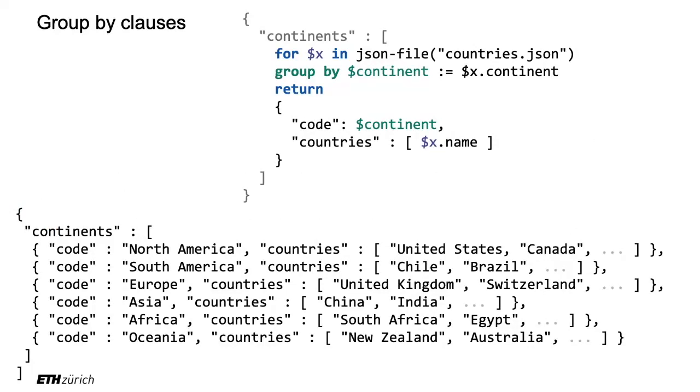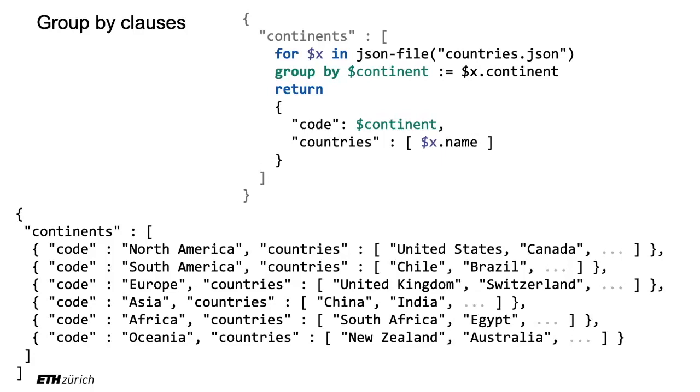Group by, it's not in flower because that one was actually added a bit later, but it's also part of the W3C standard. I think it shouldn't surprise you that it does the same thing as the SQL group by, more or less. It's a bit more powerful than that, but in essence, this is like a SQL group by. So now, let's take this $X in JSON file country. So X is bound in turn to every country.